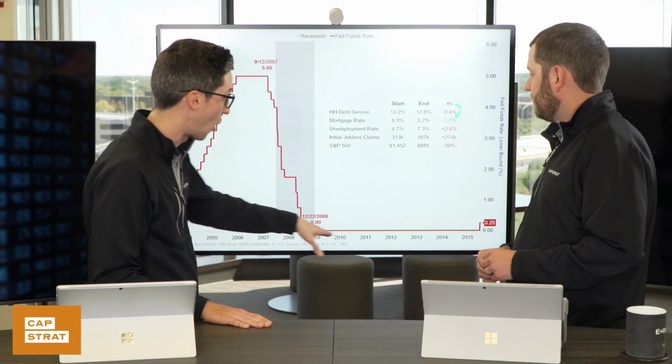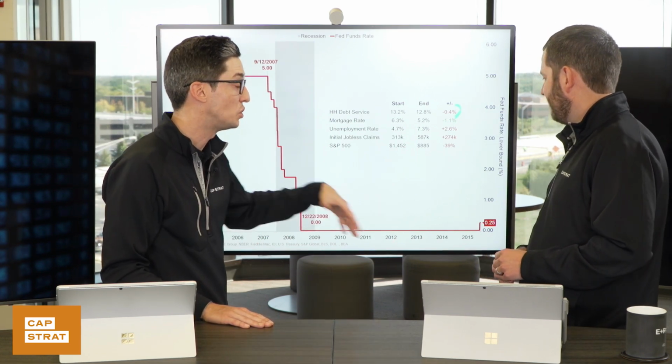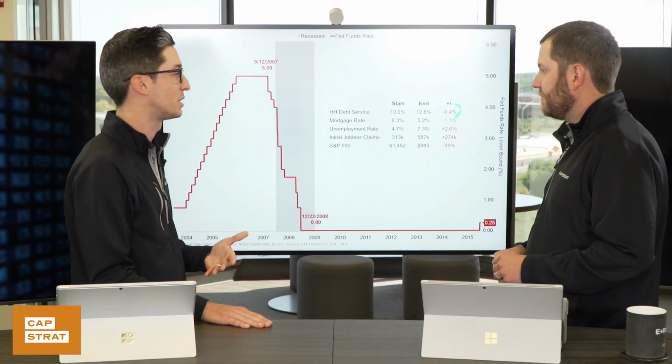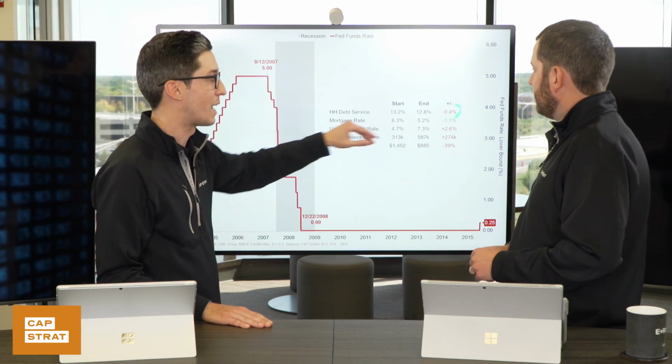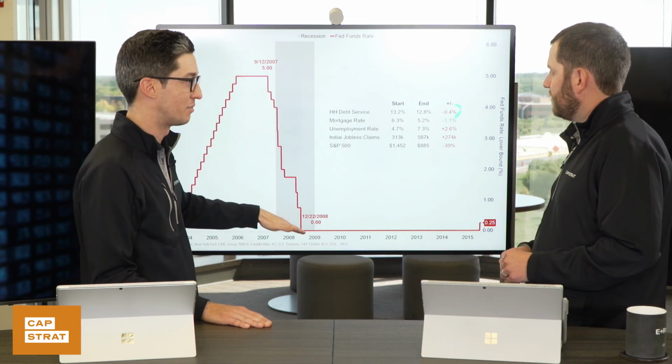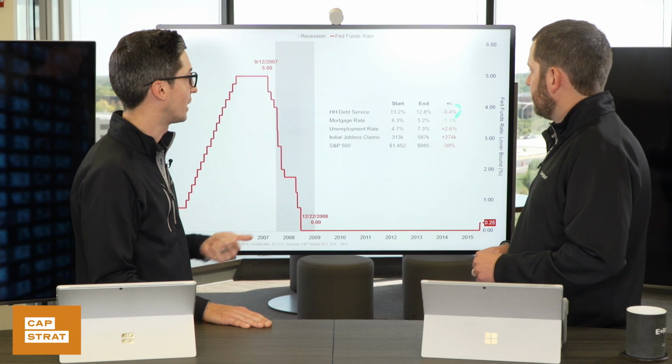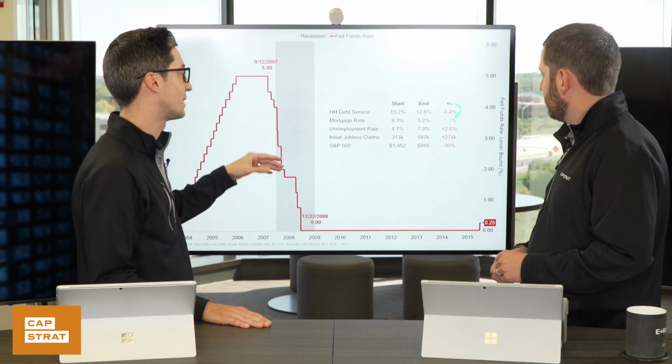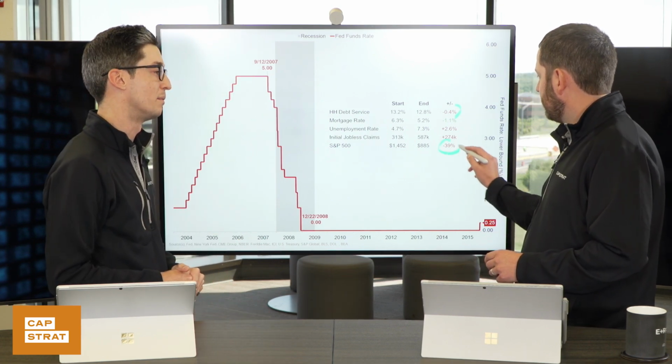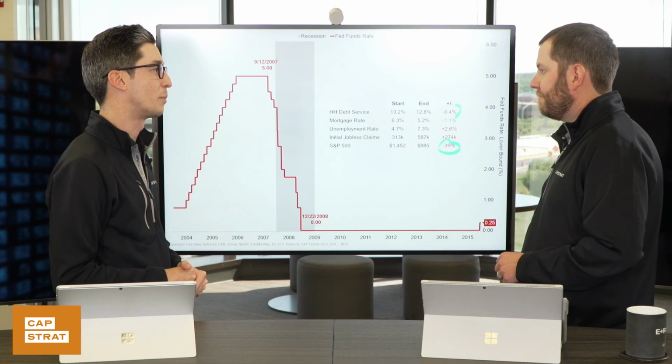You see how long they had to keep interest rates low just to try to get the economy back on stable footing. Mortgage rates went down, but once again, by far less than the Fed funds rate went down. The unemployment rate increased, jobless claims increased, and the S&P 500 was down almost 40%. Yep. Totally different environment. Same rate cuts, way different outcomes.